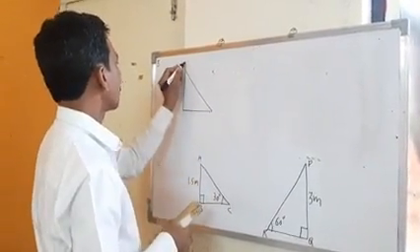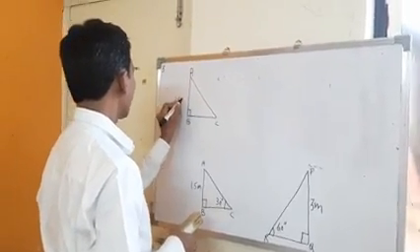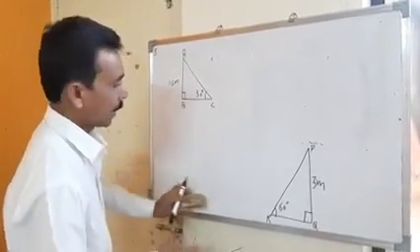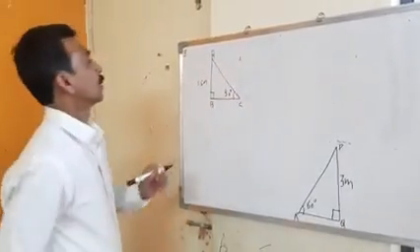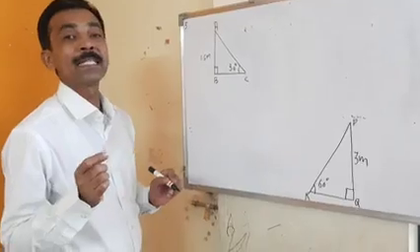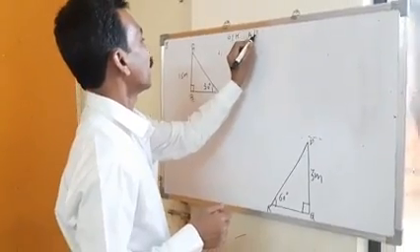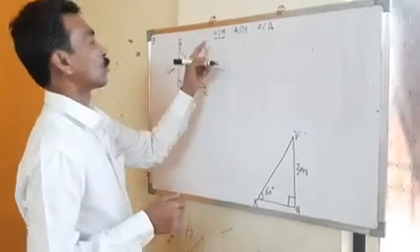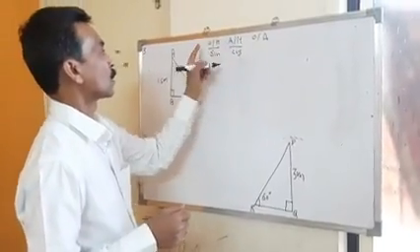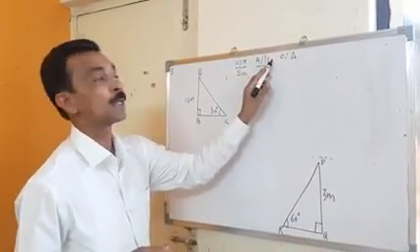I'll write again. This is A, this is B, and this is C. This is 1.5 meter, and this is 30 degree. We have to find AC. Now use Oh Harry and his Old Aunt. What is O by H? Sine. What is adjacent upon hypotenuse? Cos. O means opposite, H means hypotenuse. A means adjacent, H means hypotenuse.